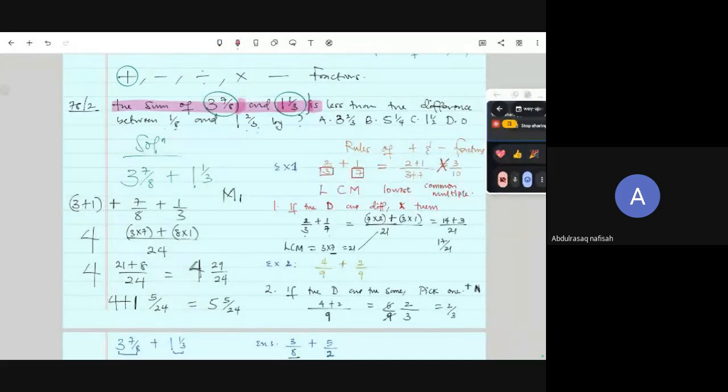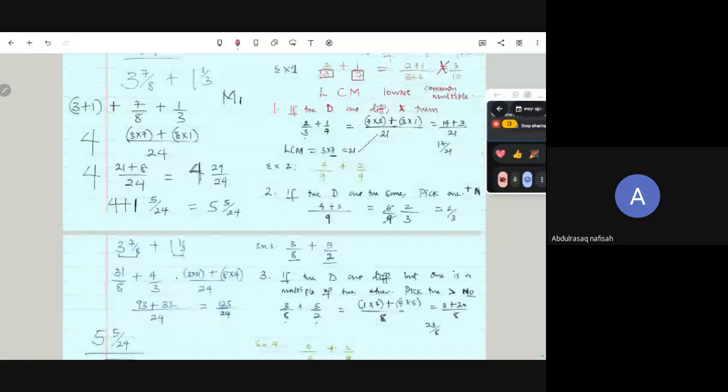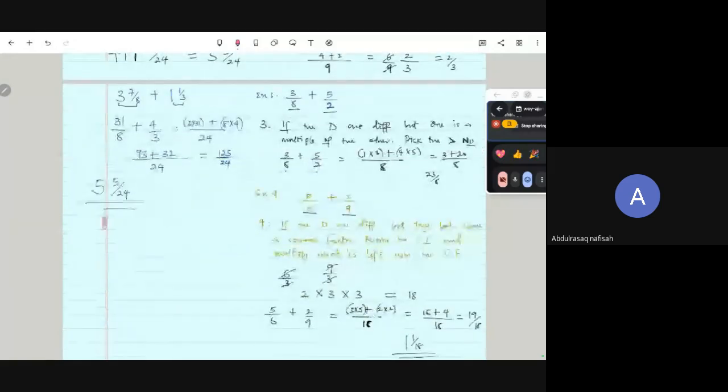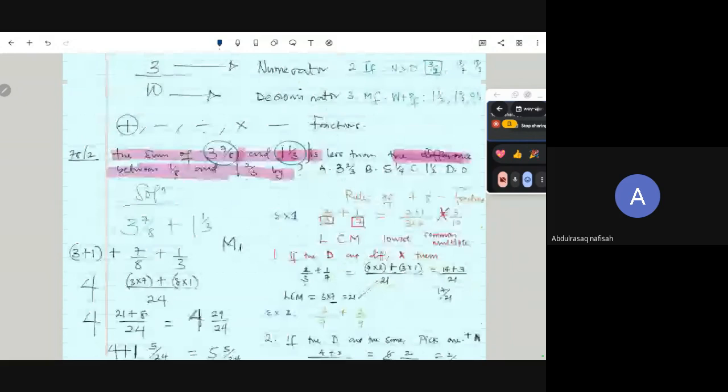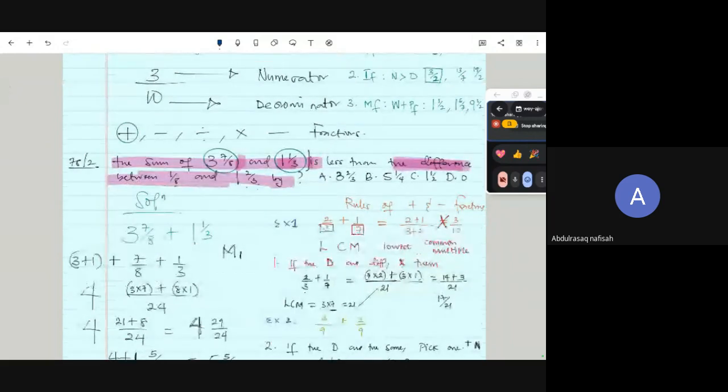Now let's focus on the difference between 1 over 8 and 1 whole number 2 over 3. 1 whole number 2 over 3 minus 1 over 8. It says difference. Difference is another name for minus in mathematics, or subtraction. So difference. Sum is another name for what? For plus. Difference is another name for what? For minus.